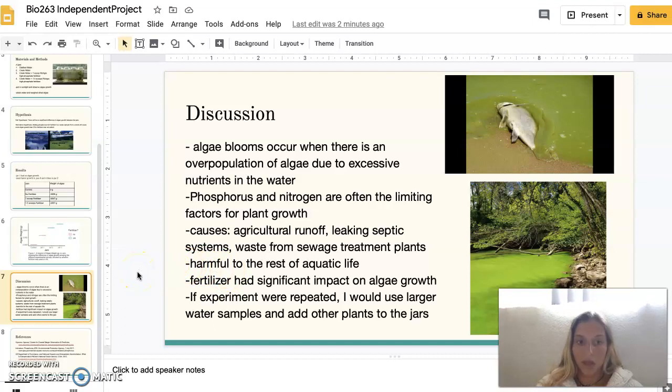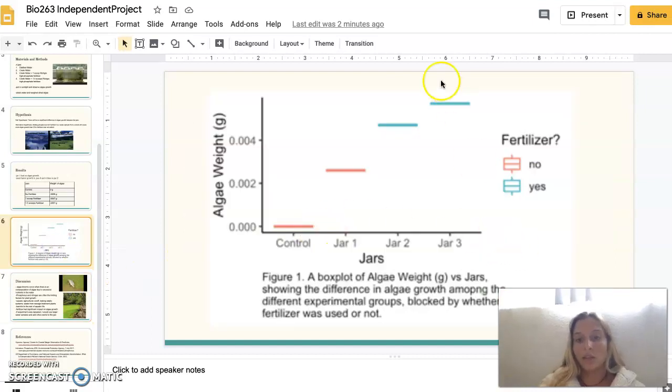And from my experiment, I could see that fertilizer did have a significant impact on the algae growth. Again, you can see that in this graph.